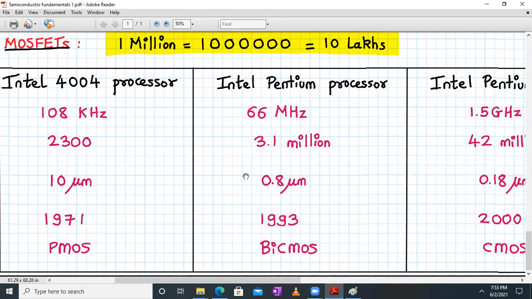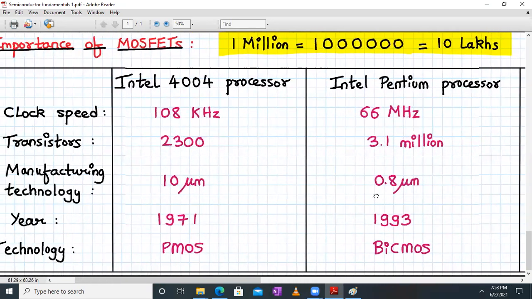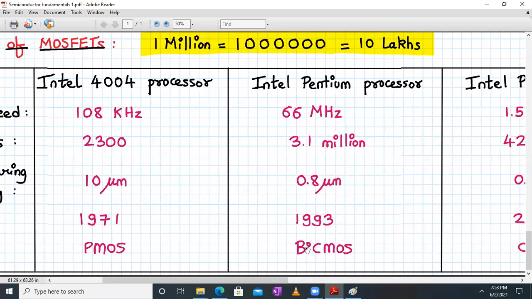Now, since the channel length is so small, the device will be very, very small. That's why you can fit so many of them in a small space. These are all made up of MOSFETs. The technology used over here was CMOS, so they were using BJT as well as CMOS technology.